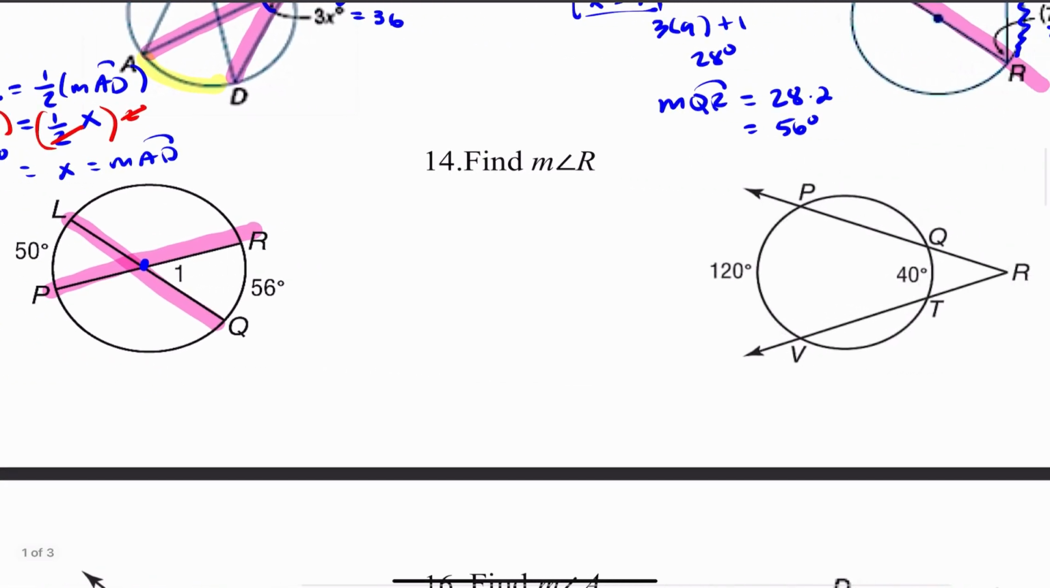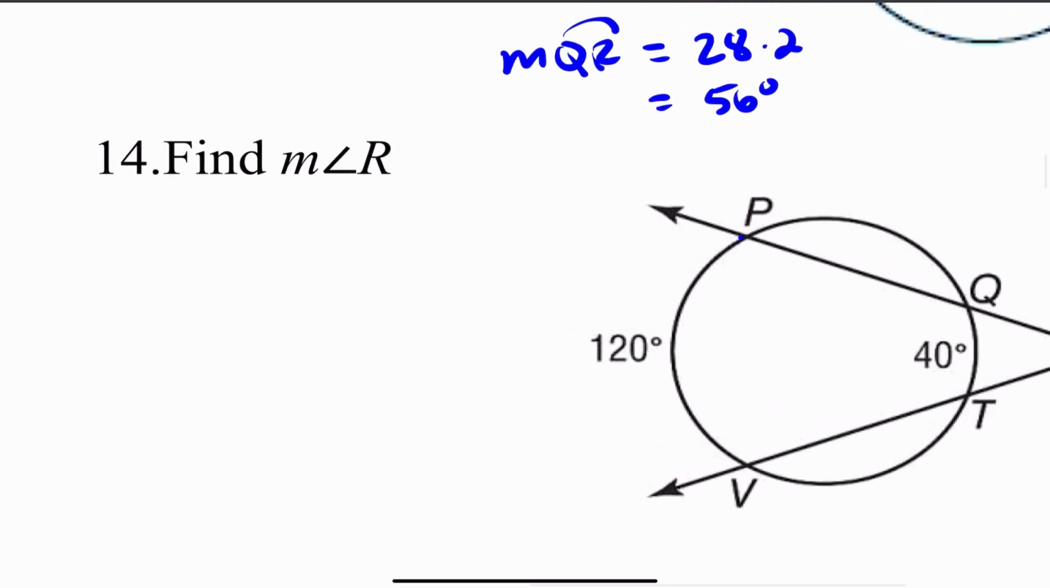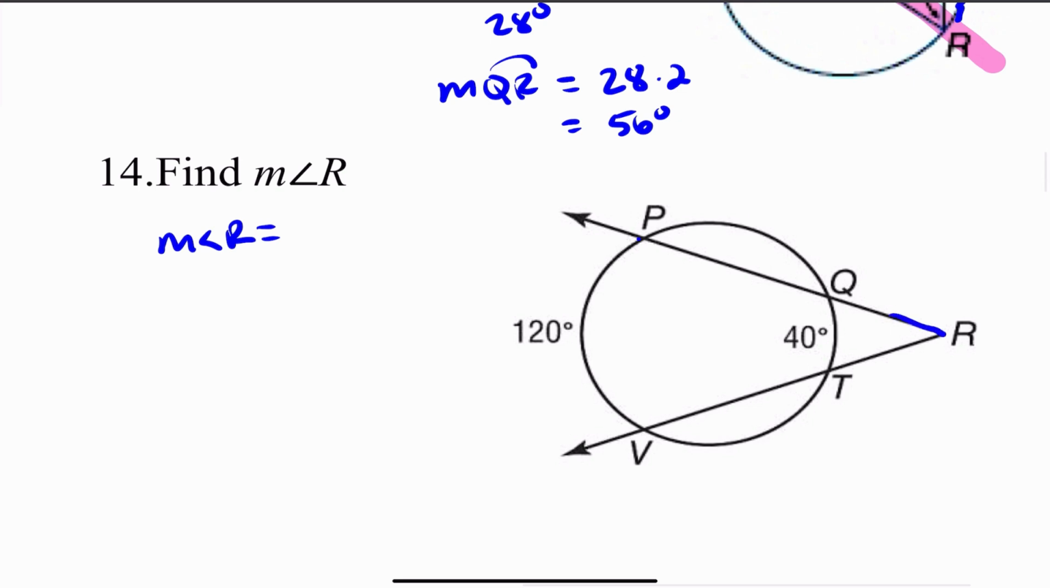Number 14, find the measure of angle R. Notice that the vertex is outside of the circle this time. If you recall, it's the big arc minus the small arc all over 2 to figure out how big that angle is. So the measure of angle R is what I'm trying to find. You're going to do the big arc minus the small arc over 2. And that's going to give you 40 degrees.